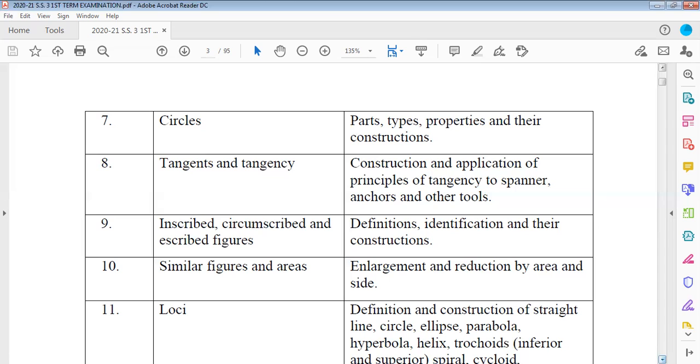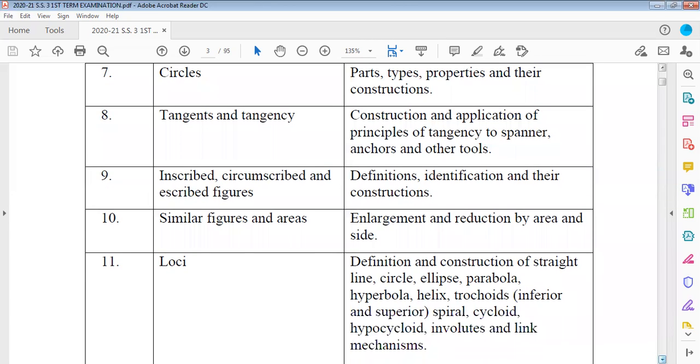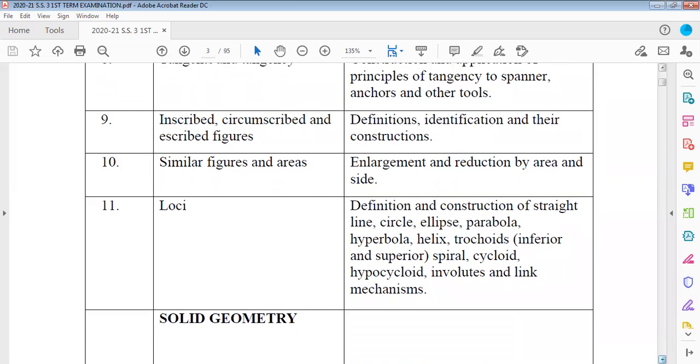Then, number 9, inscribed, circumscribed, and inscribed figures. So, definitions of inscribed circle, the definition of circumscribed and the definition of inscribed circle, how you can construct them, will be taught over there. Similar figures and areas. So, enlargement and reduction by area and also by the side of a plane figures. Then we come to loci.